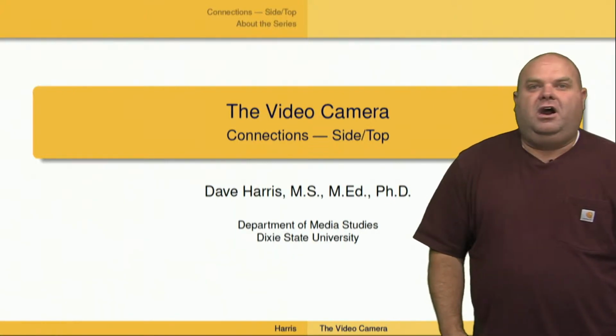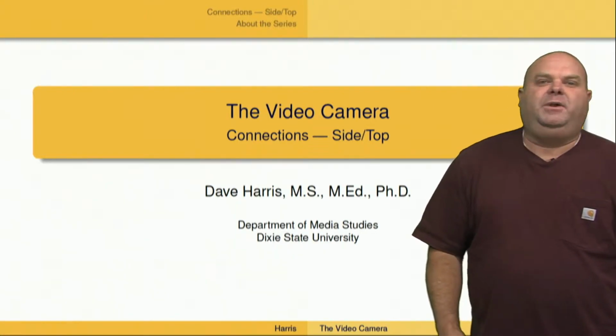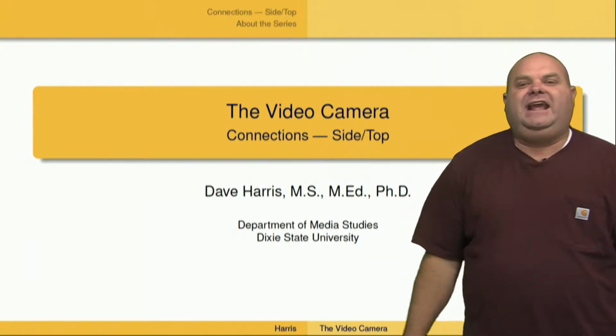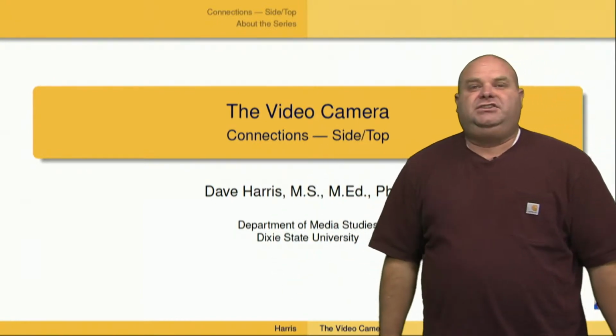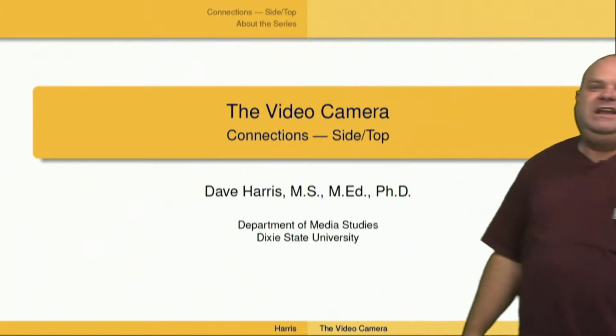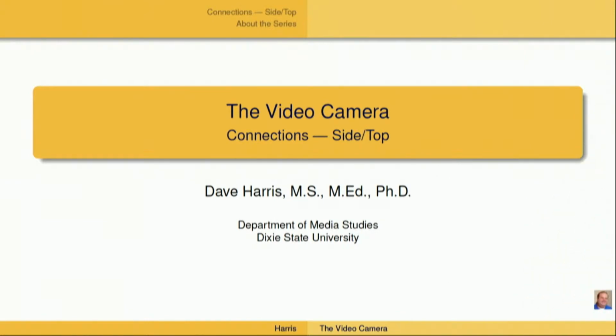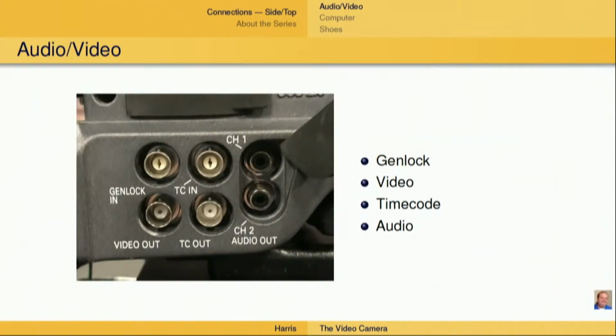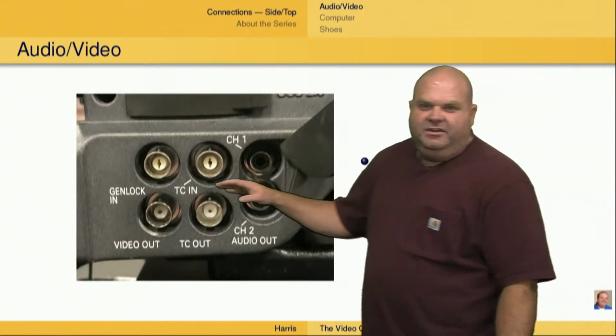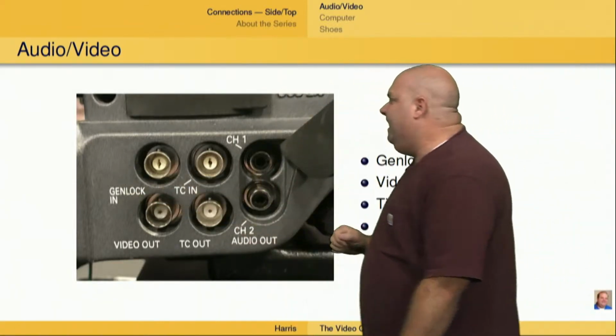I want to welcome you to our series of videos on television and video production. We're talking about video cameras today, specifically the connections you'll find on the side and the top of a specific video camera that you may find in the professional world. Here we have the side connectors of a generic video camera that we found. This is a Panasonic camera.